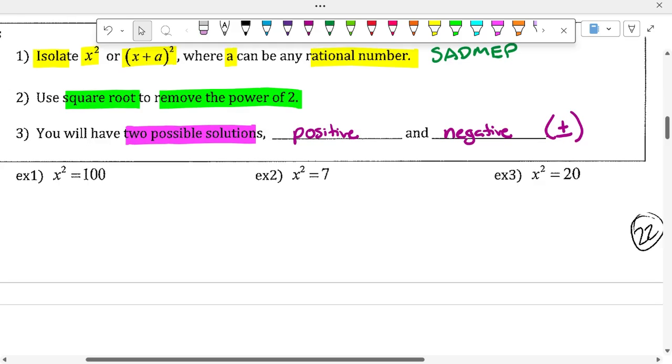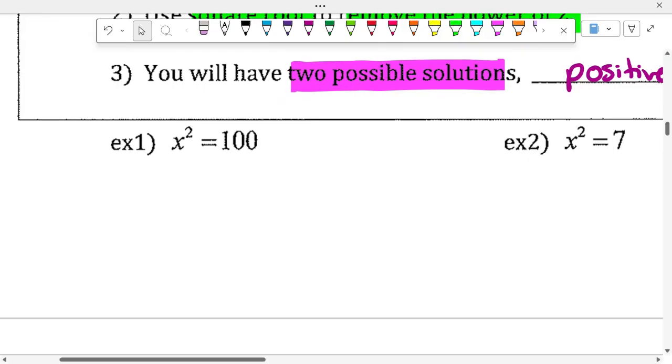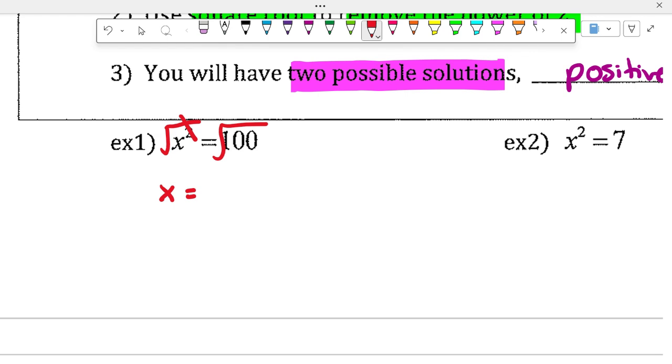So let's start with some very, very, very easy ones, where all we've got is x squared equal to a number. So the x squared's already isolated. So what can I do to solve? So the x squared's isolated, so how do I get rid of the square? Square root. So I'm just going to square root both sides. That's gone. X is equal to what? Plus or minus 10. The square root of 100 is plus or minus 10 because it can either be positive 10 or negative 10.